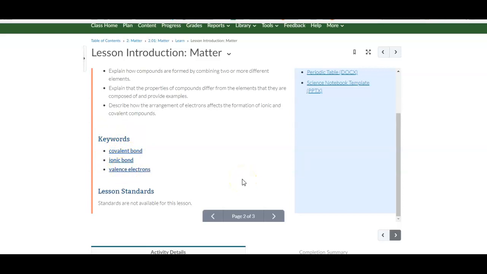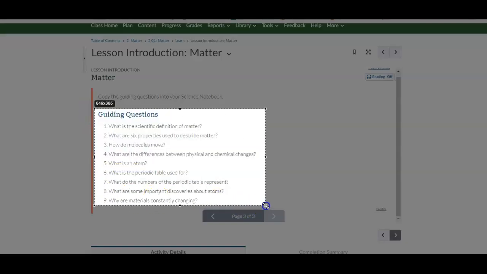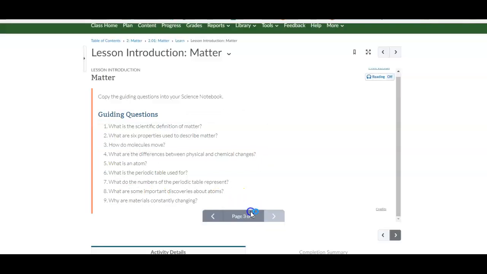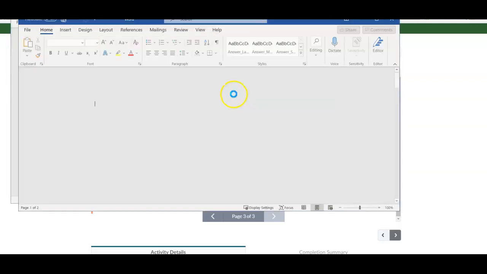If you prefer to hand write, that's okay too. Remember, label, this would be 2.01 notes, and then put all of your notes down, and then make sure you go to 2.01 guiding questions so that I can clearly see both of those. So here are the guiding questions, and I'm going to screenshot those so we can look through and make sure we get answers to all of those as we go through and read the lesson.